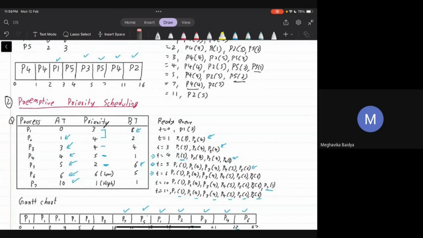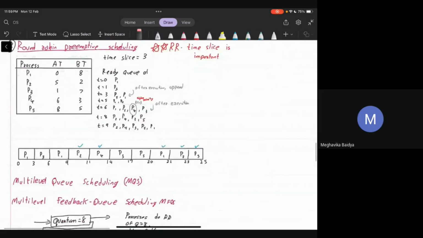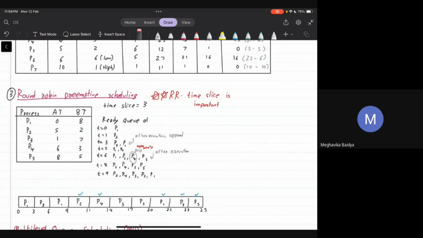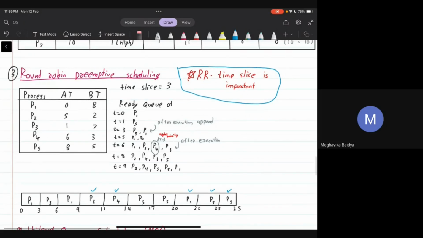And then you have the final one, which is round robin with preemption. In round robin, you have to be careful. Here I've written that in round robin, whenever a new process comes, you won't interrupt until the time slice is done. I'll show you how it works. Let's solve this also.